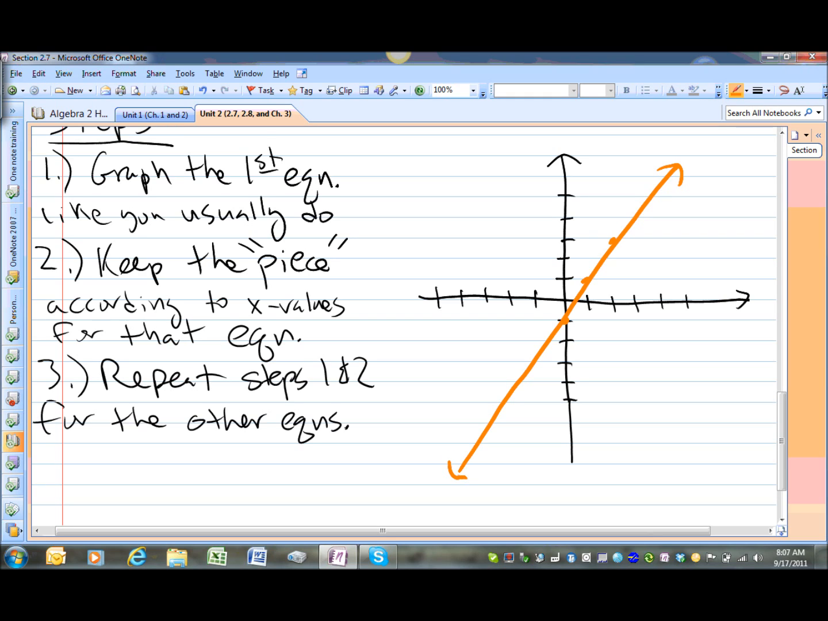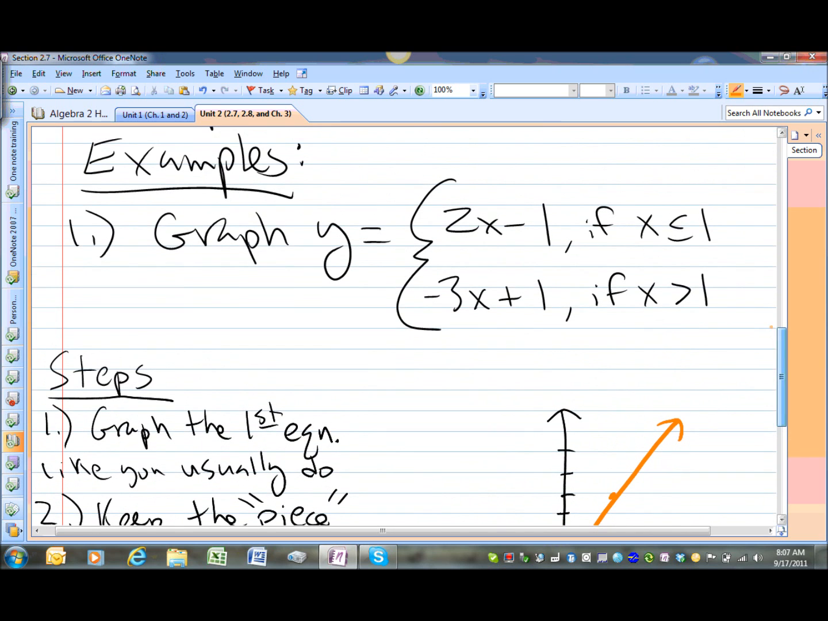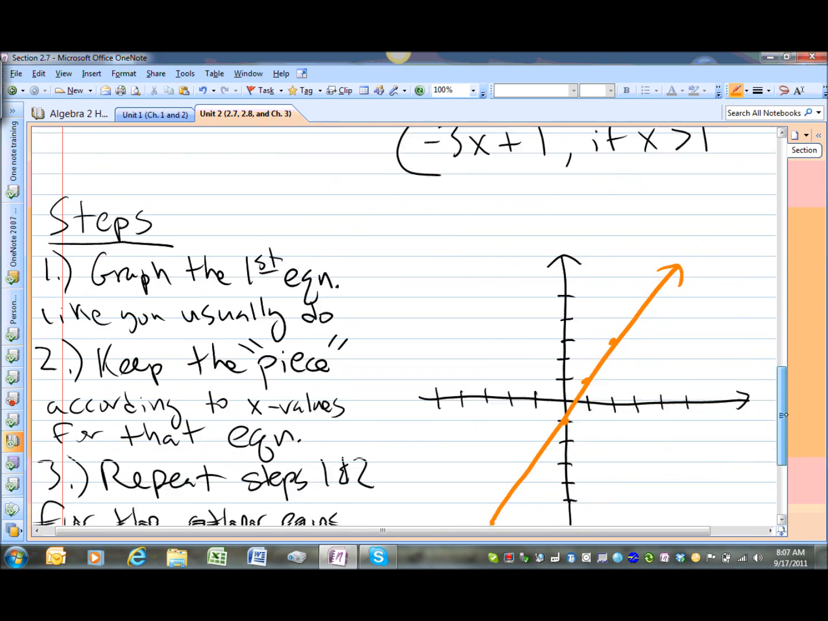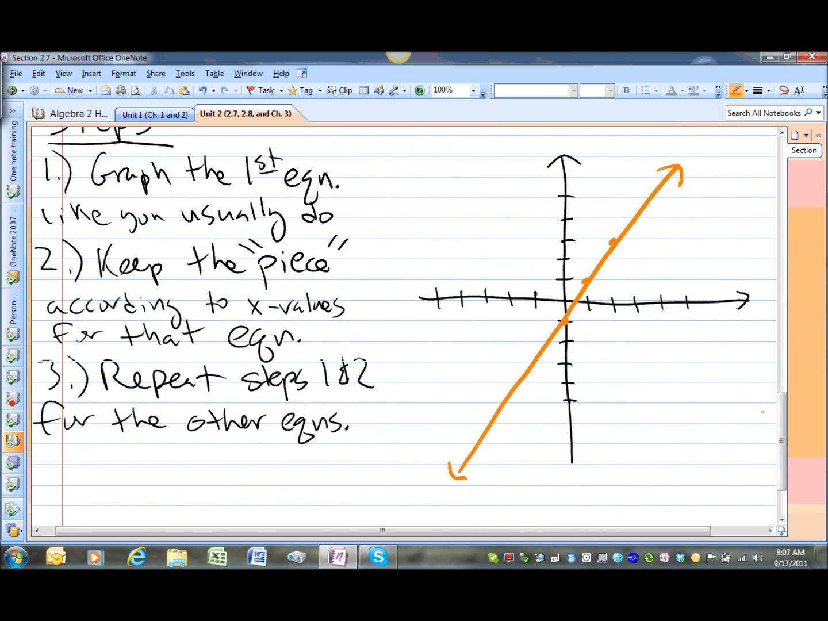Now, first step's done. I graph the first equation like we usually do. Slope-intercept form, find the y-intercept, use the slope to get other points, done. However, we only need to keep the piece when x is less than or equal to 1. When x equals 1, it's actually going to be right there, right?